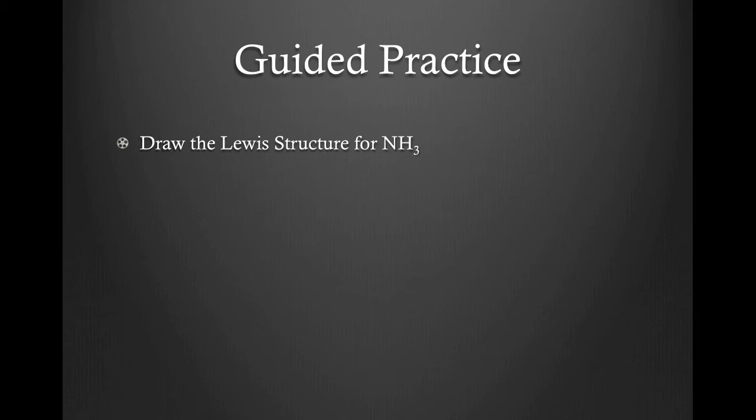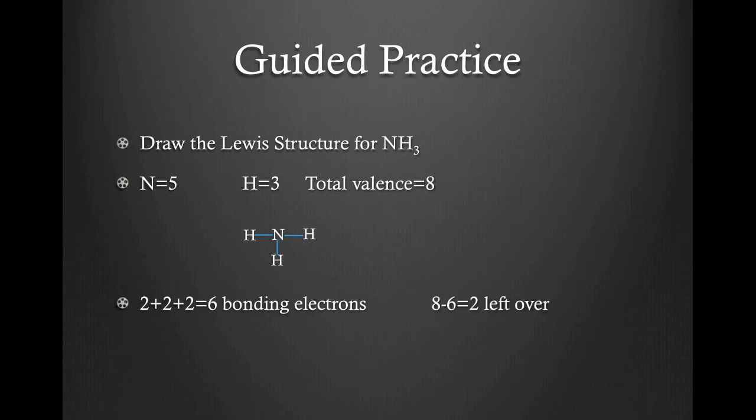How did you do? So first you should have totaled the valence electrons and discovered that you had a total of 8 valence electrons, 5 from nitrogen and 3 from the 3 hydrogens. Next you should have connected the 4 atoms with straight lines, each representing 2 valence electrons. And then you should have totaled up all those bonding electrons and subtracted them from the total number of valence electrons. And you should see that we have 2 left over.